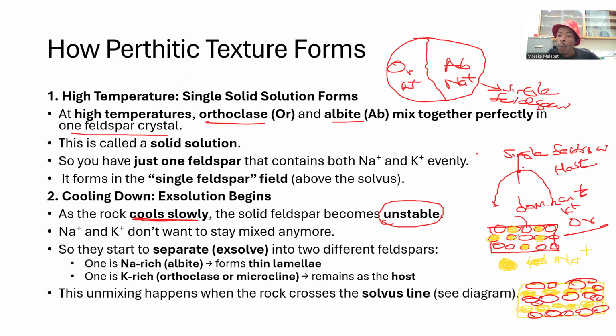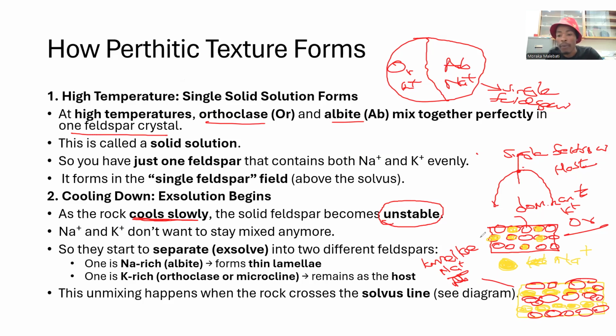Then whatever is rearranging themselves parallel or sub-parallel to each other, these yellow parts, which are sodium in this case, they are forming what we call lamellae, which are sub-parallel or parallel to one another. And these lamellae are occurring within the host. In this case, the lamellae are albite. This is what you call the perthitic texture.